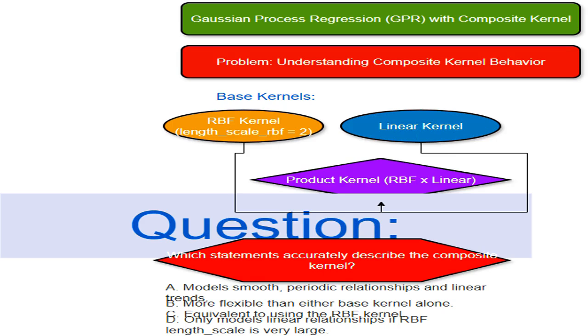This option is partially correct because the composite kernel will indeed model smooth (RBF part) and linear trends (linear part). However, the periodic aspect is incorrect. Neither base kernel has inherent periodicity, so their product won't magically introduce it.